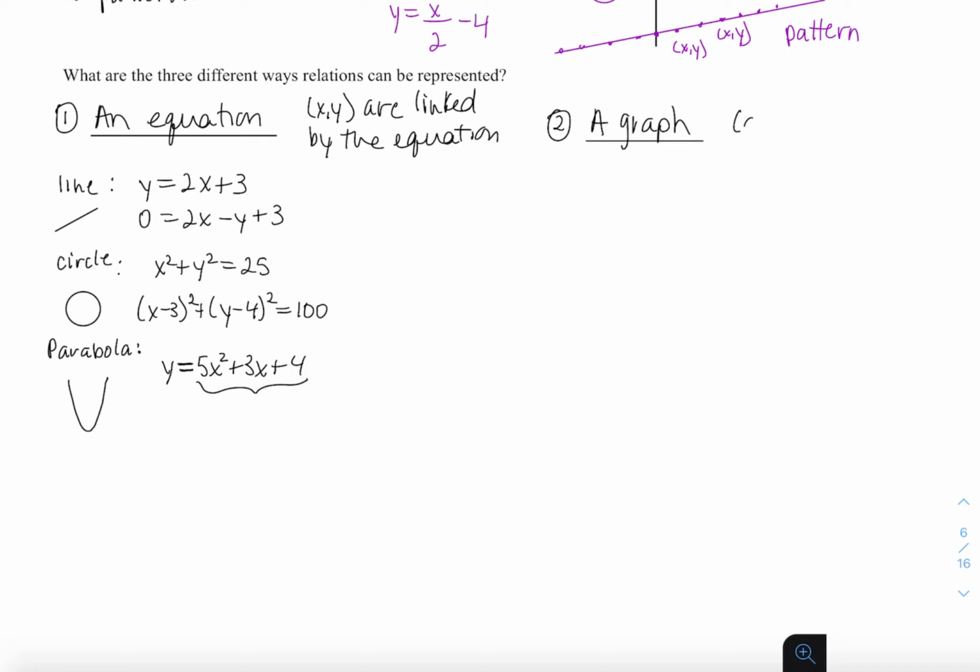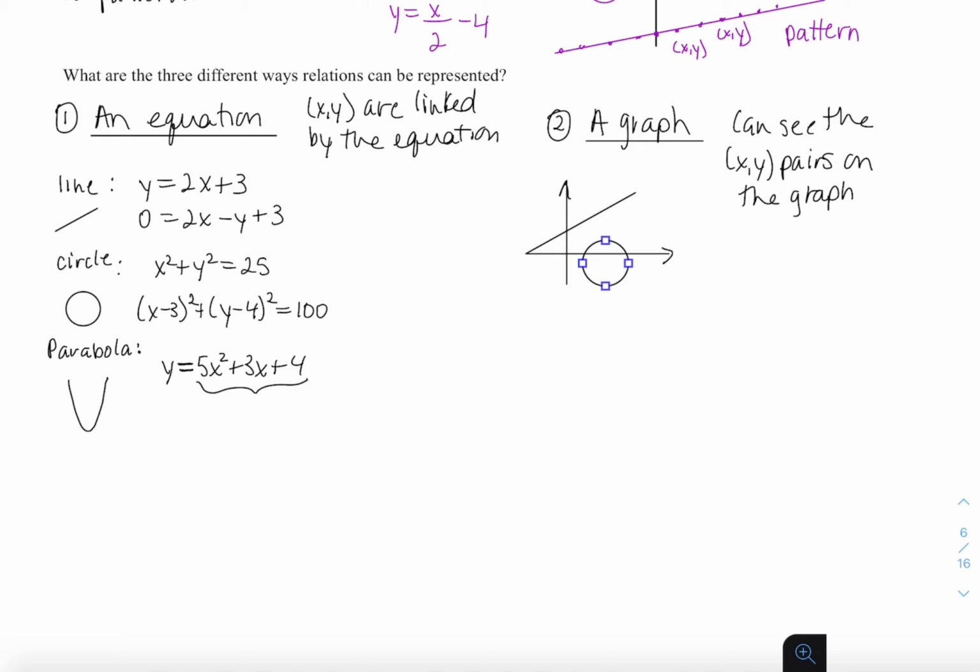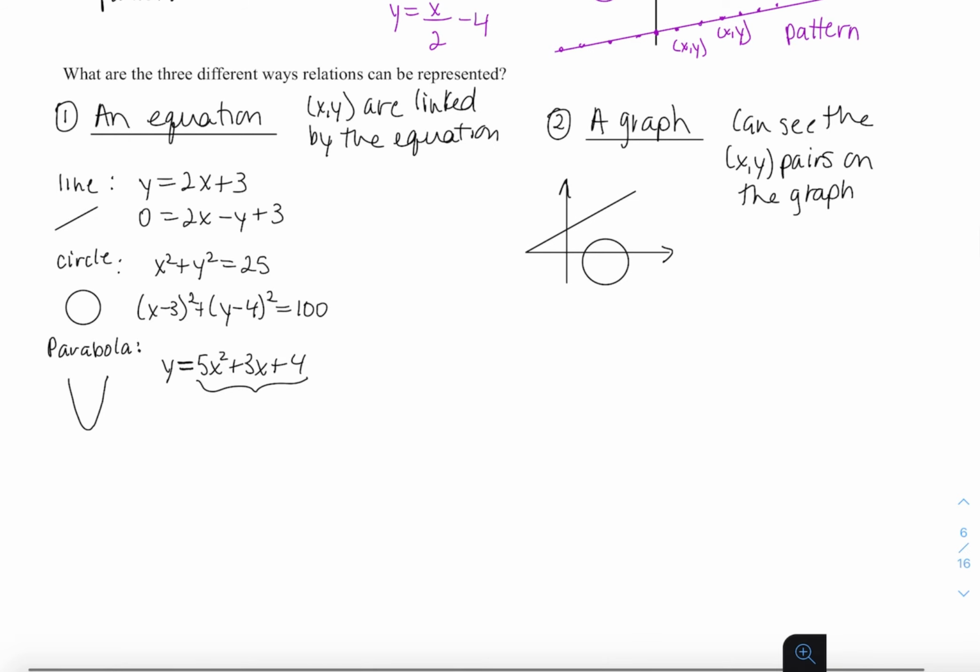Okay, and we can see the xy pairs on the graph. And again, this can be random or it can be in an equation. So we've got ourselves a line, for example, or a circle, for example. Okay, we could have a parabola. But I want us to show, let's put one on here that's a little bit different.